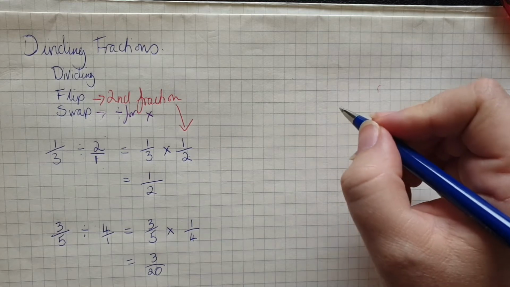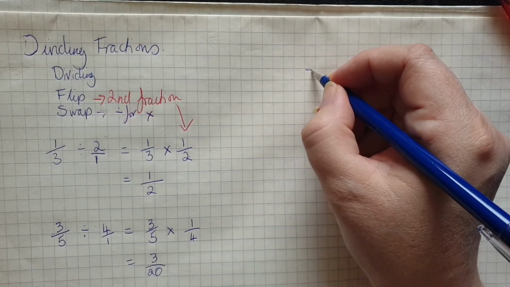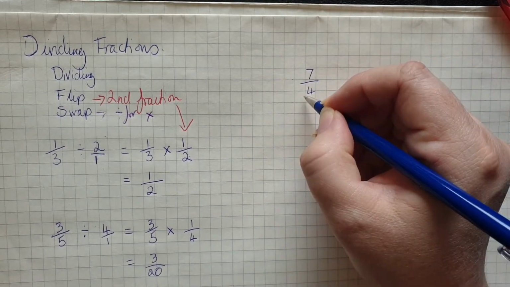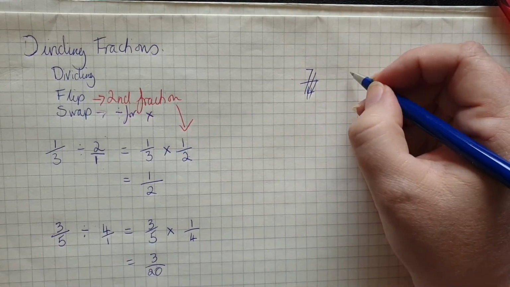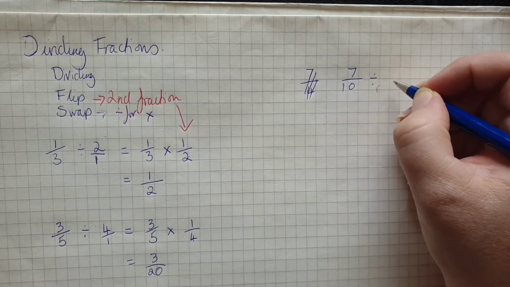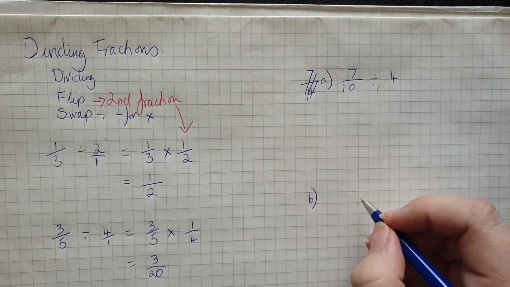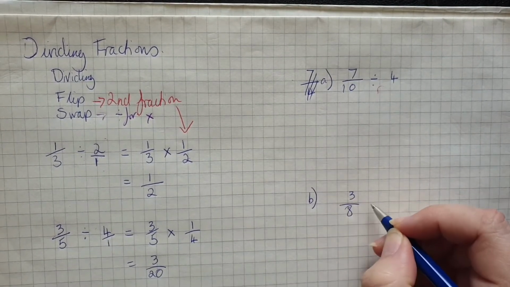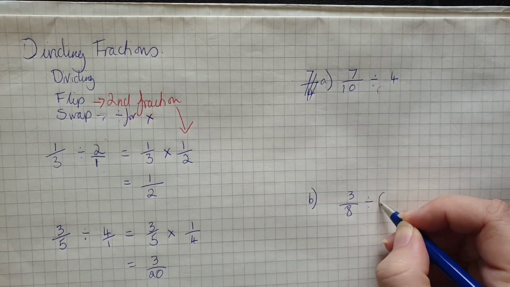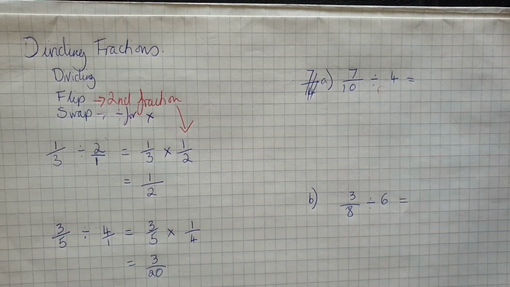Have a go at these two questions, pause the video and then check back in to see if you've got the answers correct. 7/10 divided by 4. We'll call that A, and B, 3/8 divided by 6. And we'll call that question B. Work those two questions out, pause the video and then check back in to see what you've got.